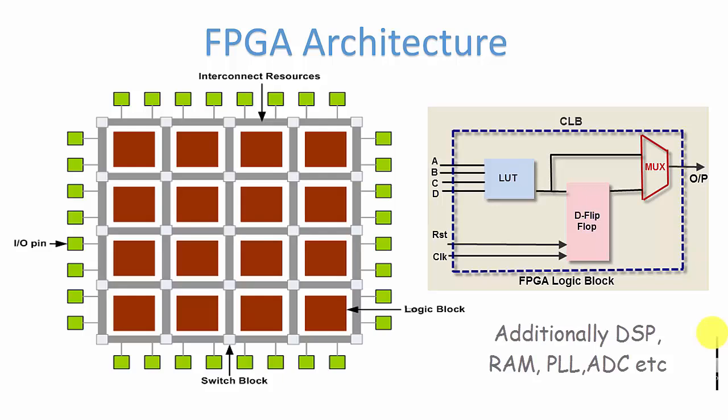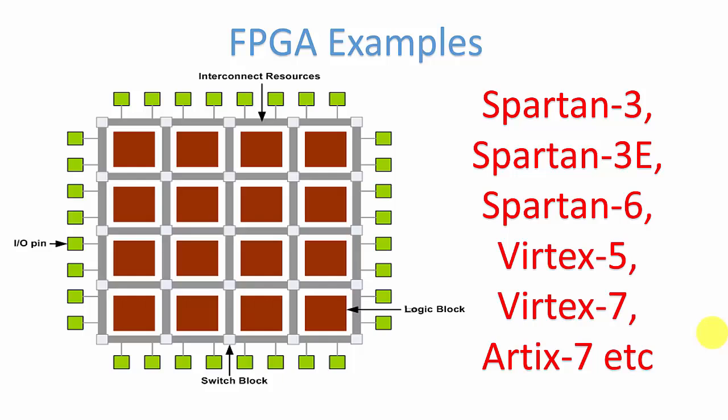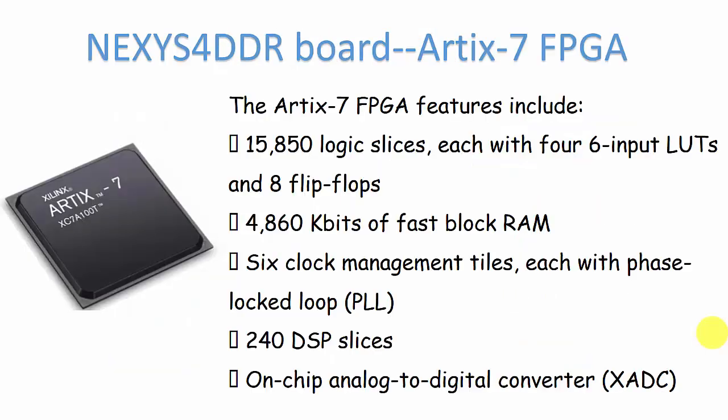Let us see some examples of FPGAs. These are the FPGAs: Spartan 3 from Xilinx, Spartan 6, Virtex 5, Virtex 7, and Artix. These are some of the examples. Now we will come to our board, the Nexys 4 DDR board. In the Nexys 4 DDR board, they are using an Artix 7 FPGA.